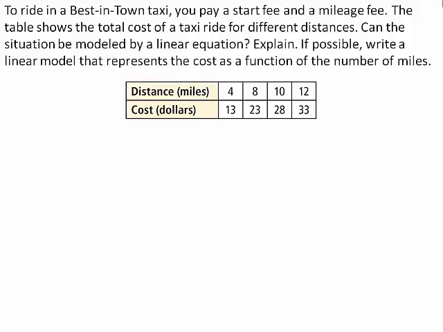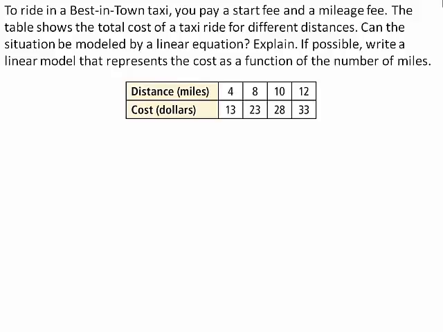To ride a best-in-town taxi, you pay a start fee and a mileage fee. The table shows the total cost of a taxi ride for different distances. Can the situation be modeled by a linear equation? Explain. If possible, write a linear model that represents the cost as a function of the number of miles.